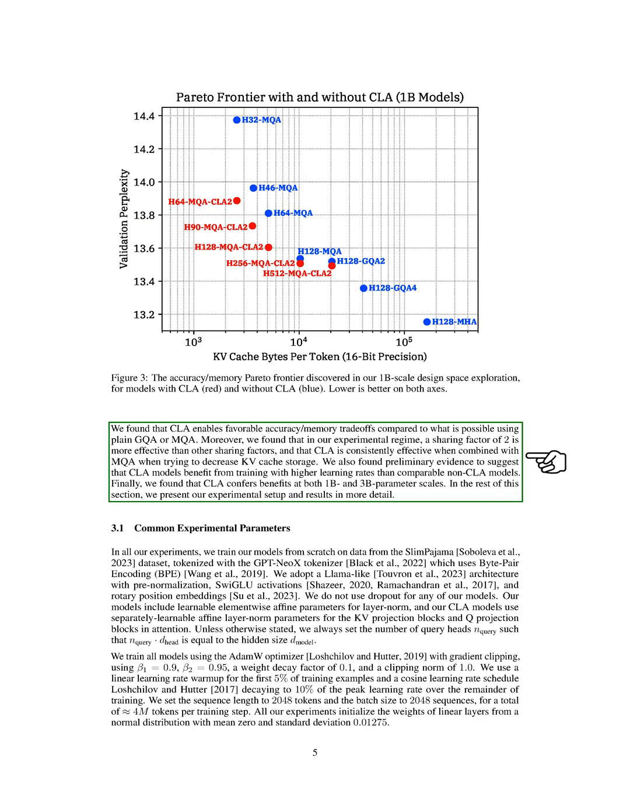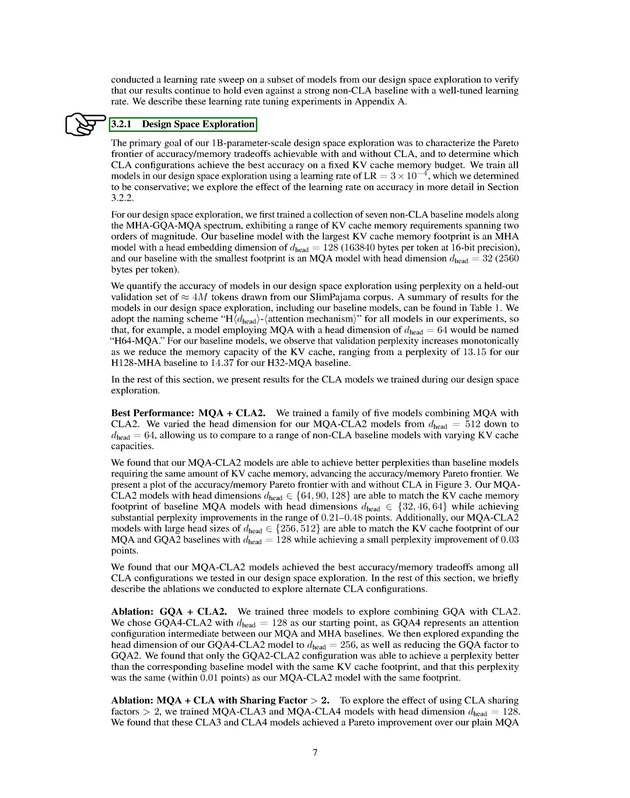A sharing factor of 2 was found to be more effective, and combining CLA with MQA helped reduce KV cache storage. Additionally, CLA models benefited from higher learning rates and showed improvements at both 1B and 3B parameter scales. Further details of our experimental setup and results will be presented in the following sections.